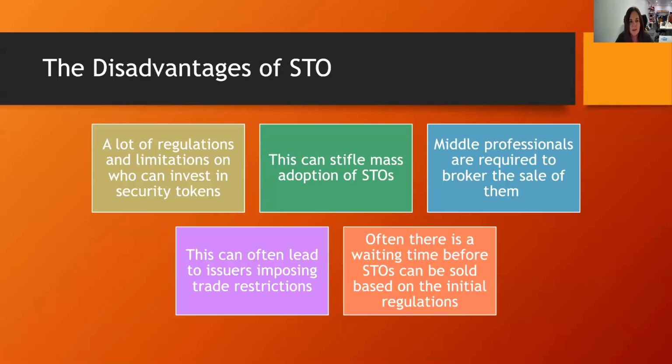Now, there's a lot of regulations and limitations on who can invest in security tokens. So that means, for example, Bitcoin. Anybody can go out and buy Bitcoin. We can all get in there and we can buy a little piece of Bitcoin or a whole Bitcoin if you've got the money. But we can't just go out and buy STOs unless we have a professional financial advisor buying that for us. So this can stifle the mass adoption of STOs.